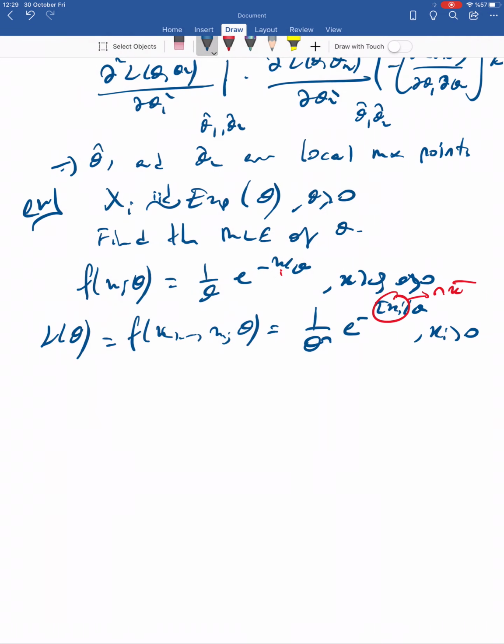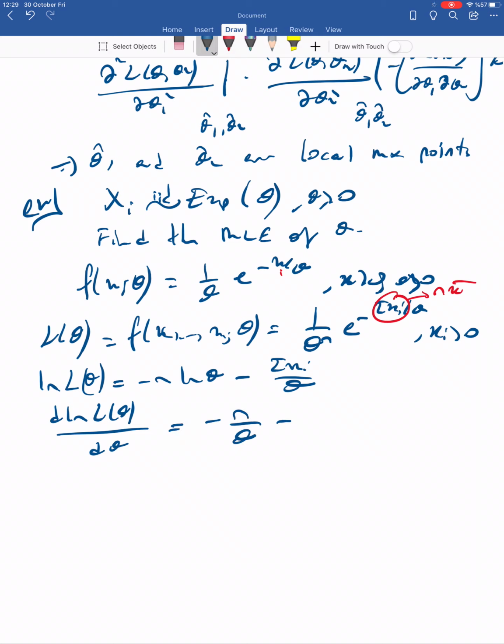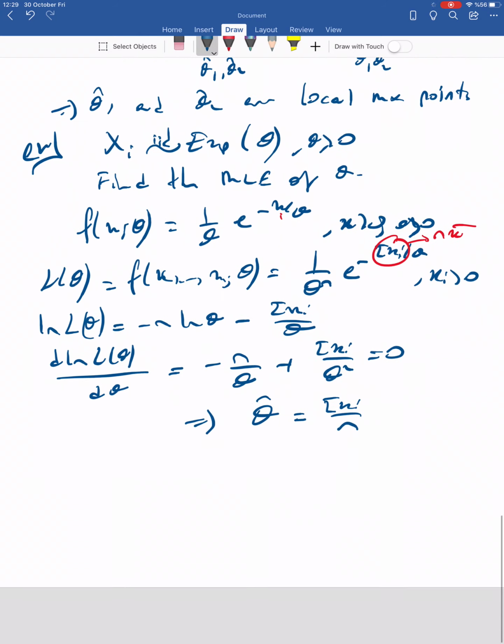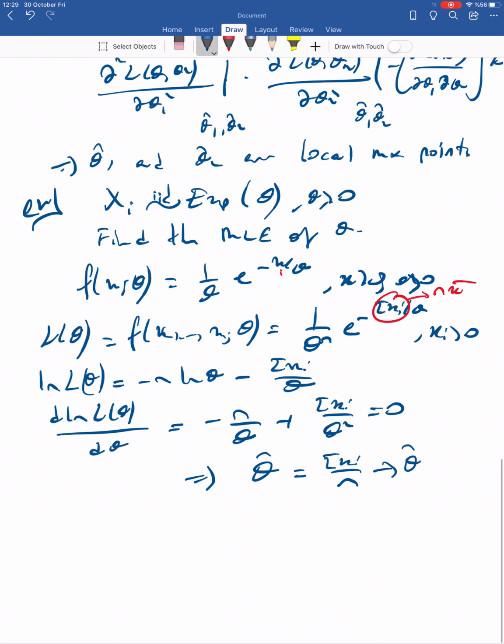Okay, so then let's find the log likelihood. Then take the derivative of the log likelihood function with respect to theta and equate this to 0. Forgetting the summation of xi over n, this is an estimate, so our theta hat should be x bar. Okay, so check that this point maximizes the likelihood function.